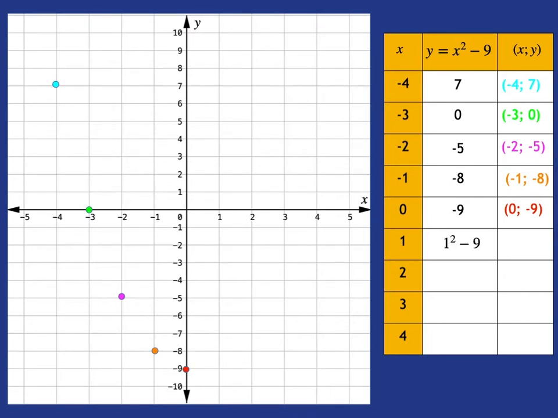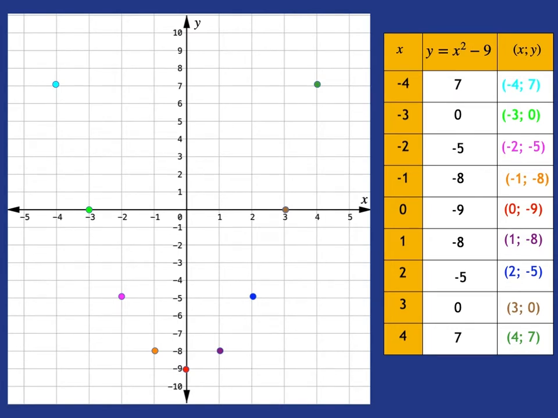When x is 1, we calculate that. 1 squared minus 9 gives us -8, and we have a coordinate pair which we can go and plot on the graph. Carrying on in this way, we can plot all the points from our table on the graph. Now we can actually see that this set of points follows quite an interesting looking curve. And we haven't plotted everything we could plot.